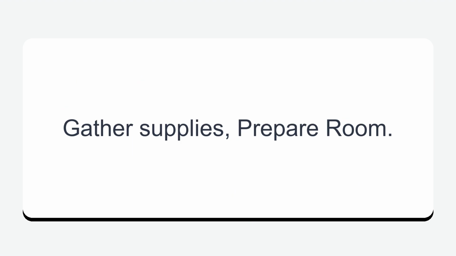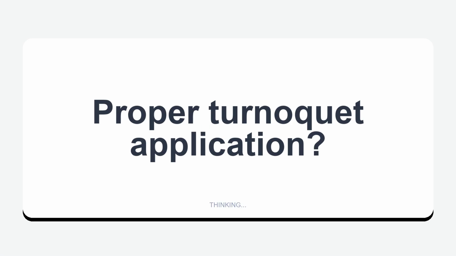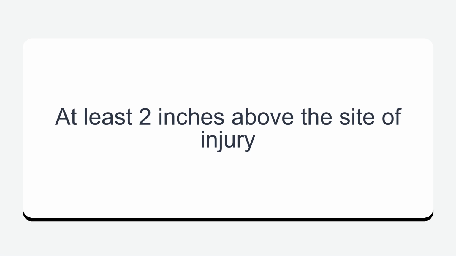Gather supplies, prepare room. PEPSI. External hemorrhage. Proper tourniquet application: at least 2 inches above the site of injury.